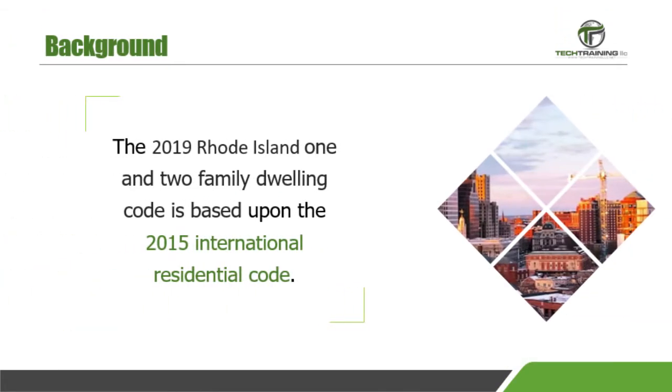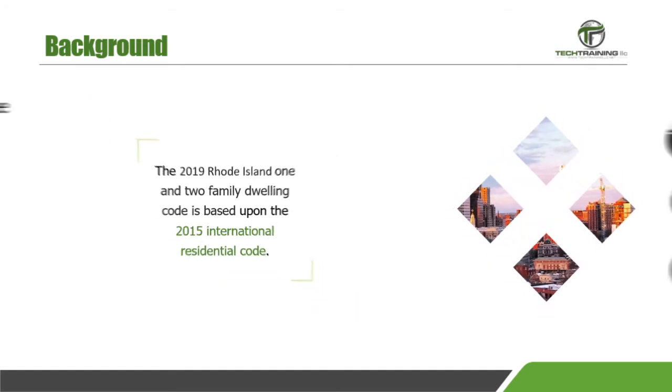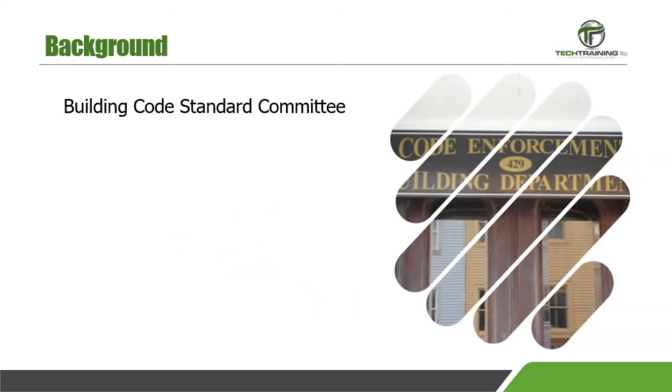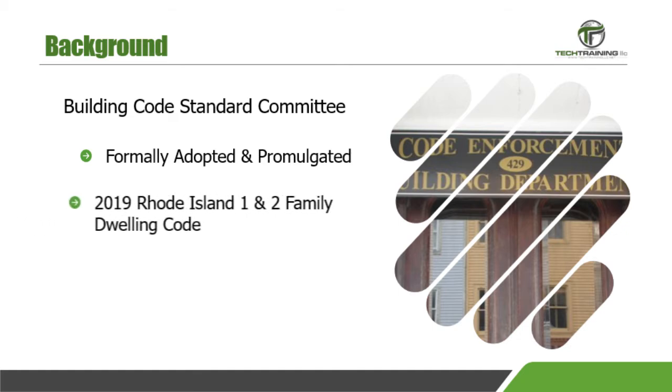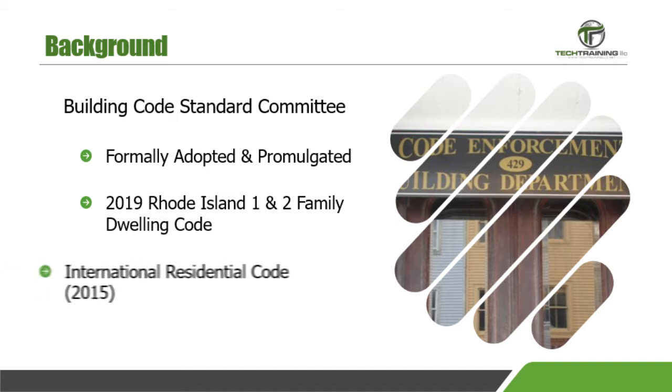The 2019 Rhode Island 1 and 2 Family Dwelling Code is based upon the model codes of the 2015 International Residential Code. The Building Code Standards Committee, in accordance with the rulemaking authority, has formally adopted and promulgated the Rhode Island State 1 and 2 Family Dwelling Code. This code was officially adopted by the state of Rhode Island on August 1st, 2019.